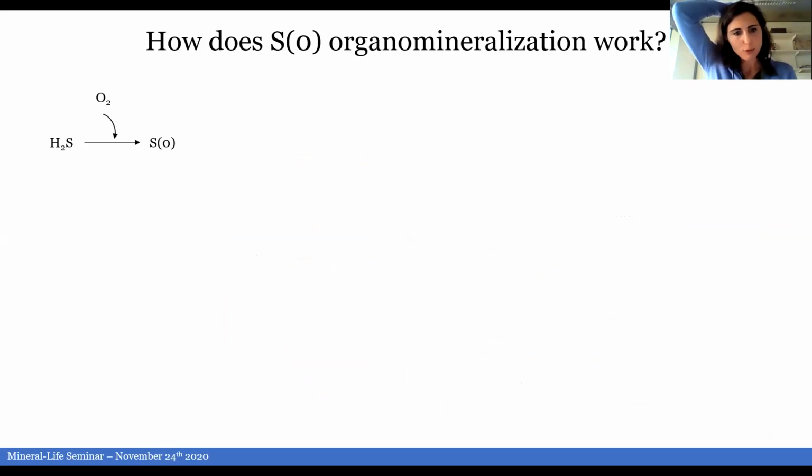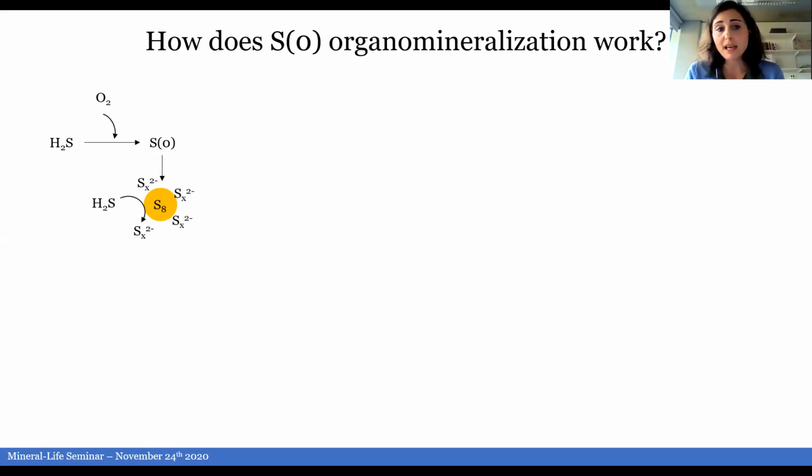So I'm going to describe a little bit what we think we know about this mechanism. This is quite hypothetical at the moment, but in our understanding, the mechanism for elemental sulfur organomineralization is first that you need to oxidize sulfide. This mechanism doesn't work if you don't have an oxidant. So you oxidize sulfide, you get elemental sulfur. And this elemental sulfur forms S8 rings that precipitate as your sulfur minerals.